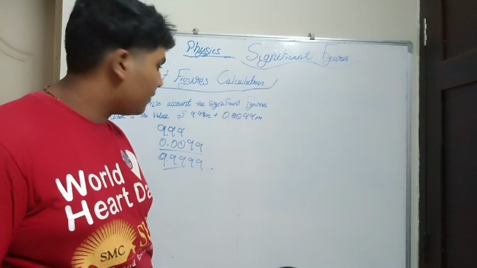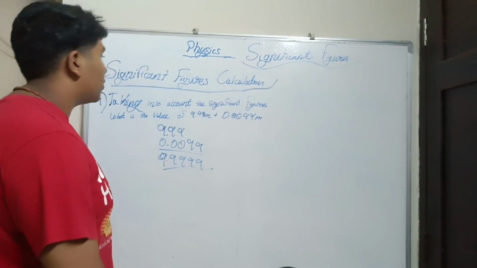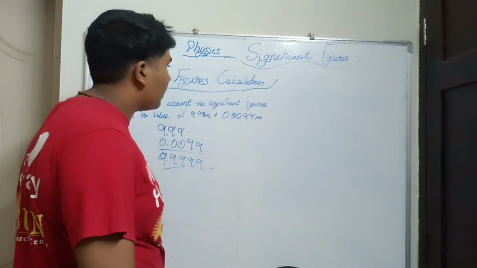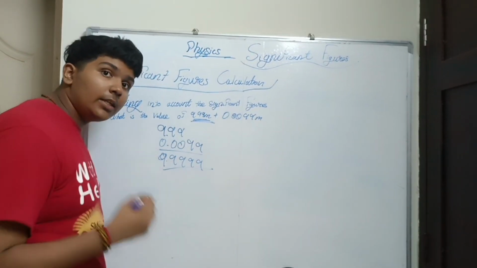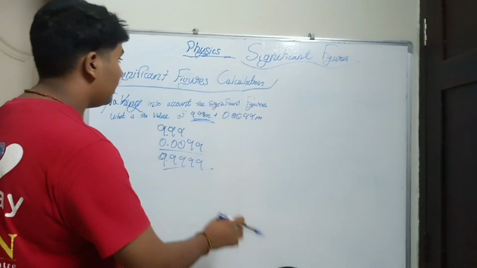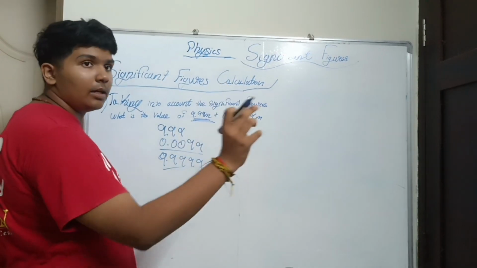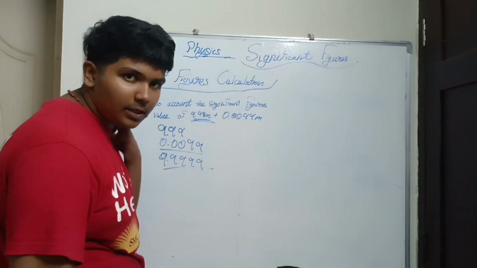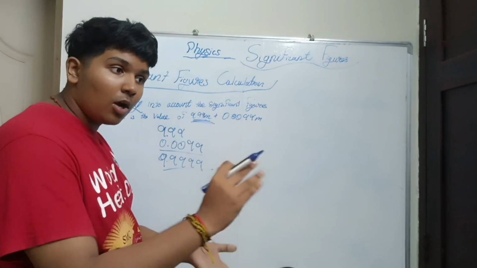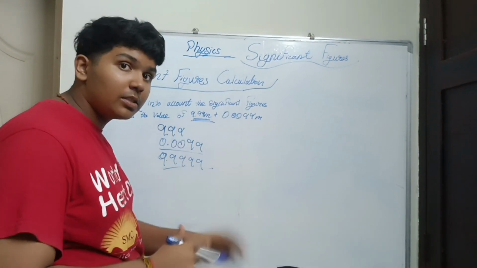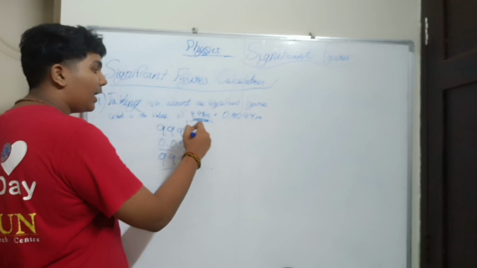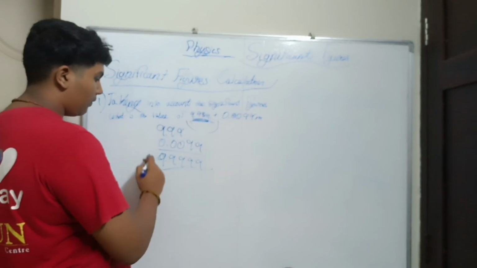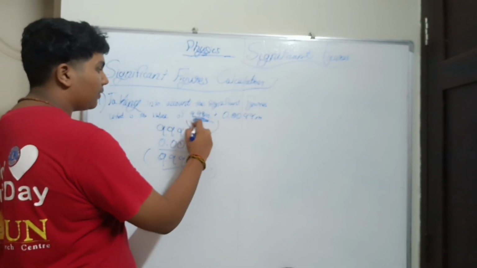By rounding up. The most important thing is when you try to add, multiply anything, first you have to find the least significant figures. What are the least significant figures? The smallest number of significant figures, that you will take into account, and in the final answer, that many significant figures you can put.